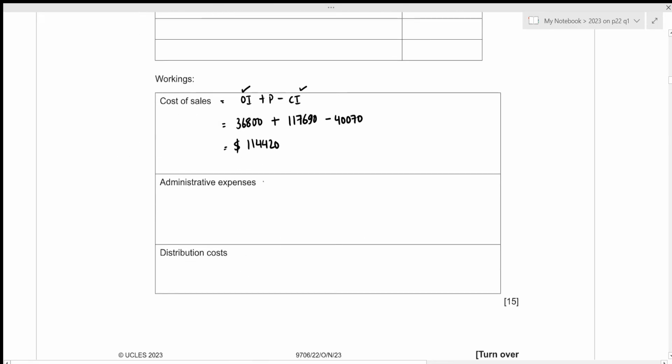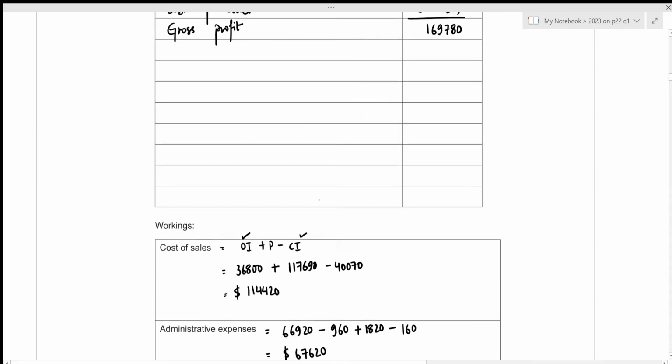So we start with the amount that was given in our payment section for our bank statement. So that was 66,920. Then we had the opening payables for administrative expenses. So we subtracted. Regarding the opening receivables for administrative expenses, we added. Then we subtract the closing receivables for administrative expenses. So that's minus 160. This will give the total for our administrative expenses to be 67,620. Let's write it down.